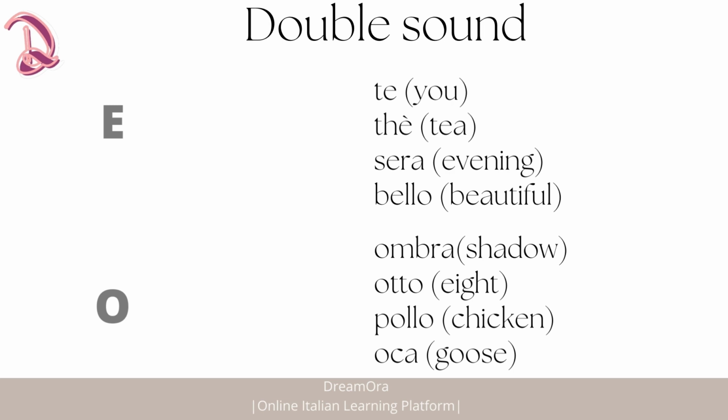Now the double sounds E and O. So E, as we said, has two sounds, closed and open. As examples we have te, which as you can see means you, and te, which is ti. So let's repeat it. Te, te.